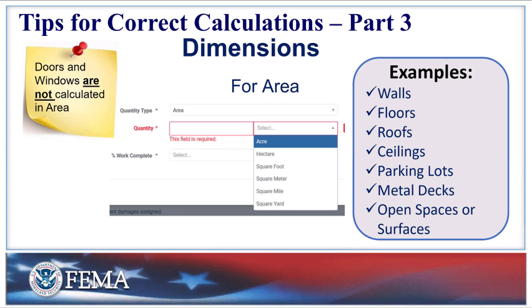For area, it's the same type of information. We have our area quantity type, and when we're looking at area, we're looking at walls, floors, roofs, ceilings, parking lots, metal decks, and open surfaces. And then we have a sticky note here: doors and windows are not calculated in the area. So just remember that. We have to put our quantity type here, and then our drop down would appear.